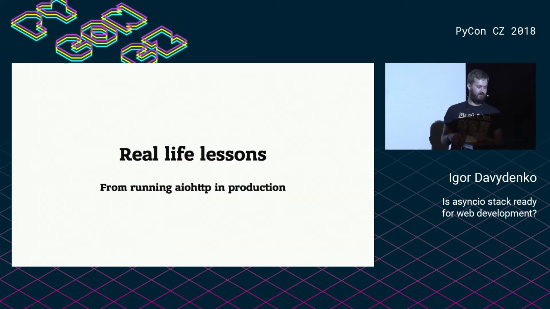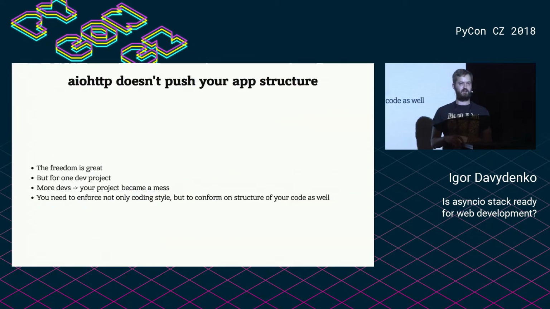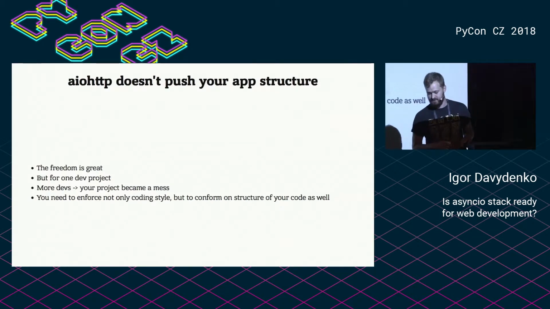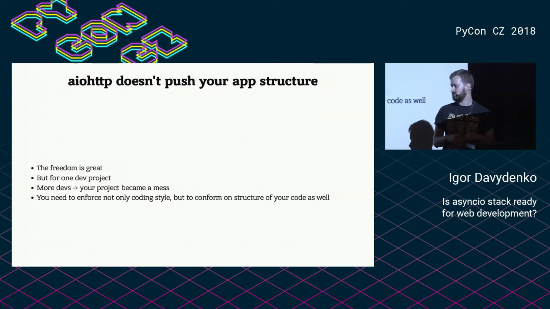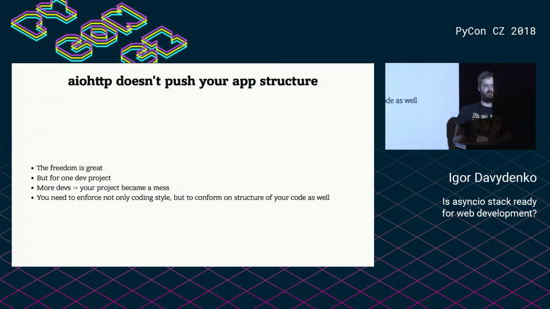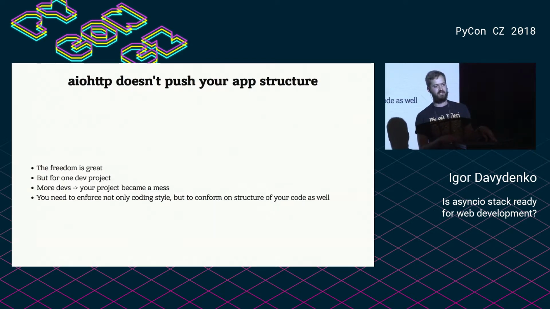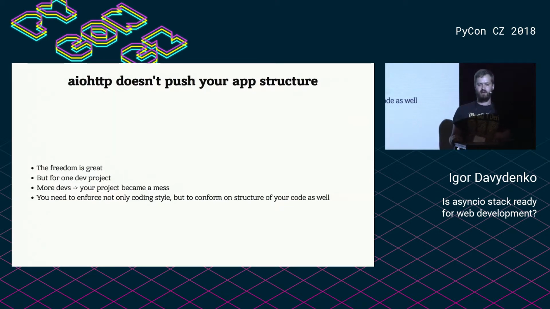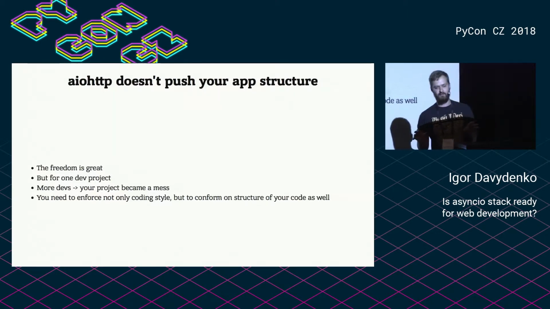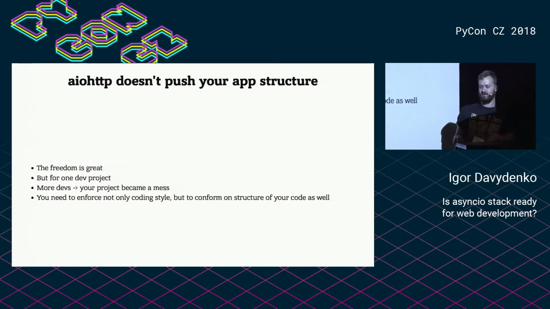So, real-life lessons from running aiohttp in production. The application's first public release was in January of 2017, so right now there are a lot of things we learned. First of all, aiohttp, like Flask, doesn't push your application structure, and that's bad. That's bad because it's very good when you have one developer per project and you're the only maintainer. But when you have a team of 3-4 people, it's very hard to maintain a shared vision of how things need to be done.